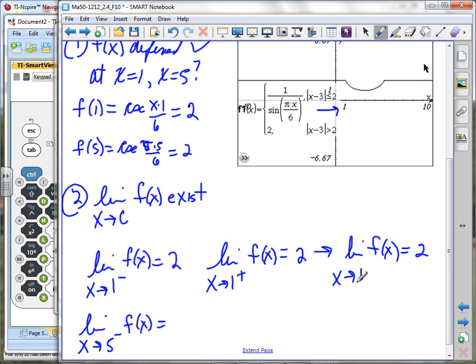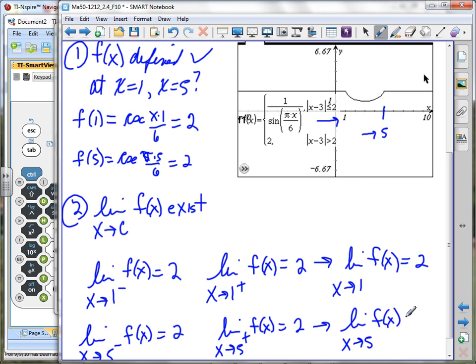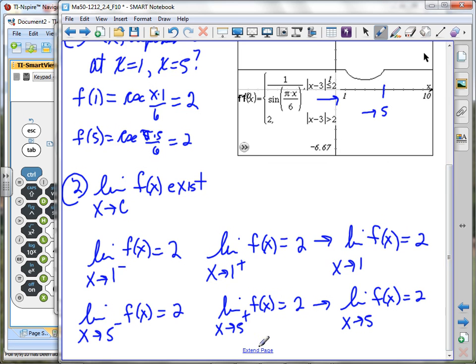Let's do the same thing with approaching 5. As we approach 5 from the less than 5 side, so over here is our 5, which piece are we going to use, the cosecant piece or the linear function piece? Cosecant, and the answer is 2. And as we approach 5 from the greater than 5 side, what's our limit of the outputs? Again, it's on the linear one, so it's 2. Therefore, the limit as x approaches 5 is what? 2. That's the second criteria.